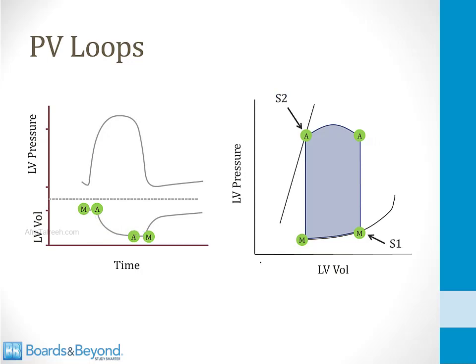I want to also point out that when the mitral valve closes, that is one component of the first heart sound, S1, and when the aortic valve closes, that is a component of S2, so therefore you can identify S1 and S2 on a pressure volume loop from knowing where the valves close.